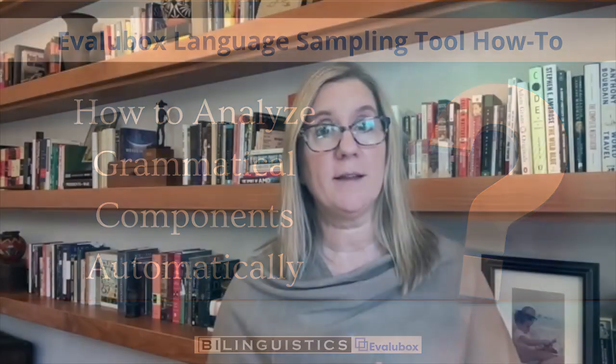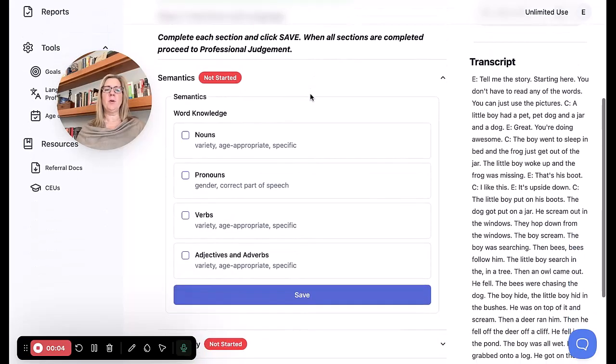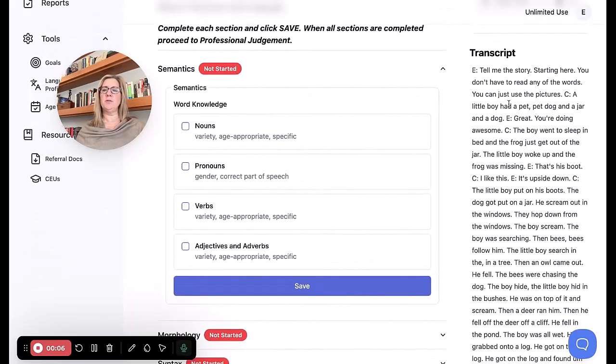When we do a language sample analysis, one of the pieces that we want to look at is the grammatical components that children use. Let's take a look at how we can use the EvaluaBox language sampling tool to do that. Now I'm going to take a look at the grammar and language that is used in the sample.